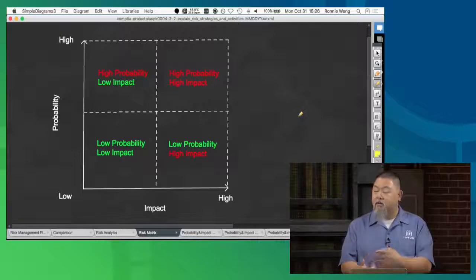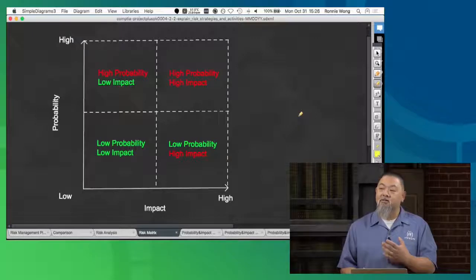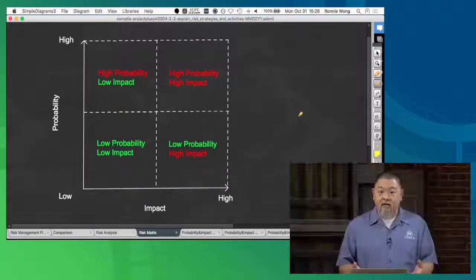So let me give Cherokee an example here. What I want you to think about is probability and impact. Let's use the example of a comet hitting the IT Pro TV studios. If you were to talk about that in terms of probability, bottom right quadrant.